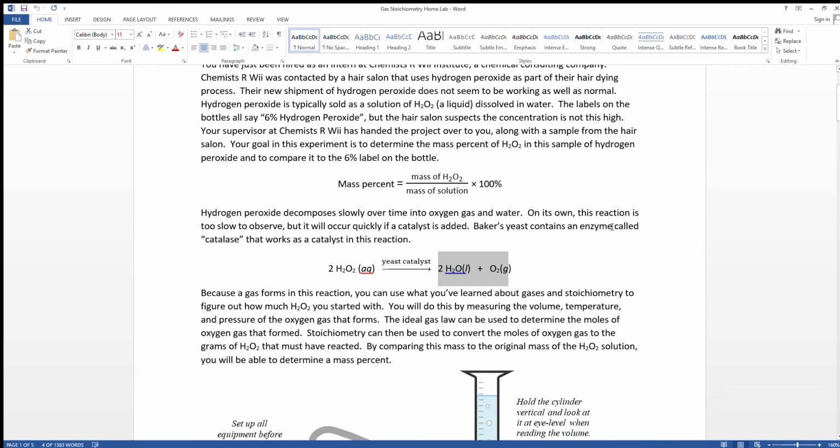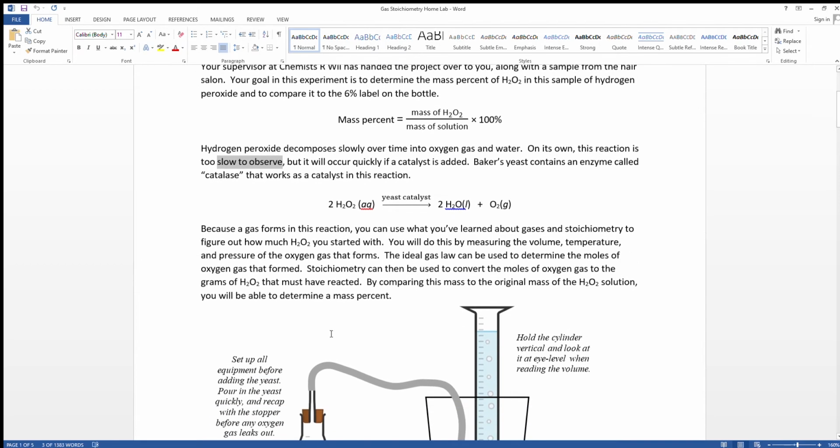On its own, the reaction is very slow to observe, but it will occur quickly if a catalyst is added. Baker's yeast contains an enzyme called catalase, and this catalase enzyme works as a catalyst in this reaction. Catalysts are the species that can speed up the reaction. So this reaction occurring naturally is very slow to observe, but if you add yeast, you can complete this reaction in a few minutes.